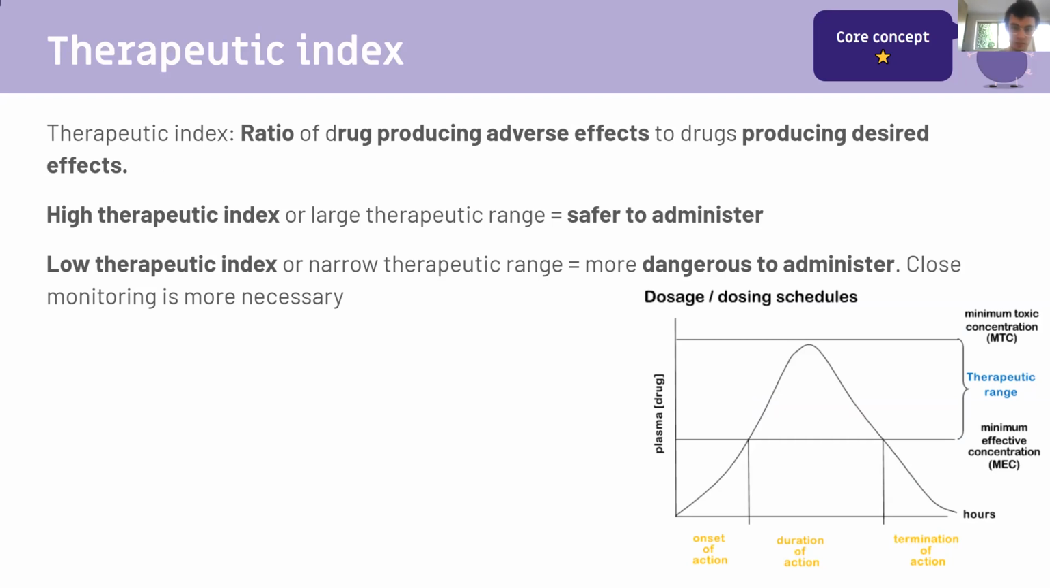So you want a high ratio, high range, high index. A low index is quite dangerous to administer, and you need to monitor closely because the difference between just being effective and being toxic is quite small. Next slide, please.